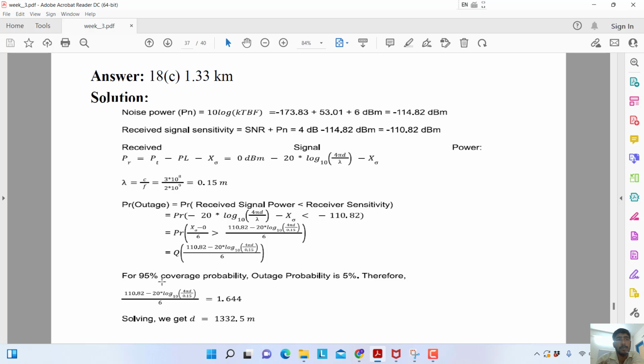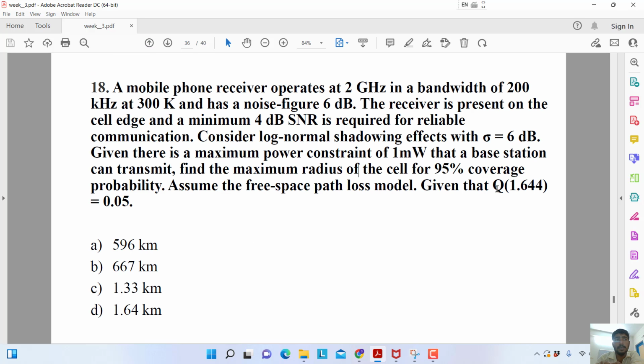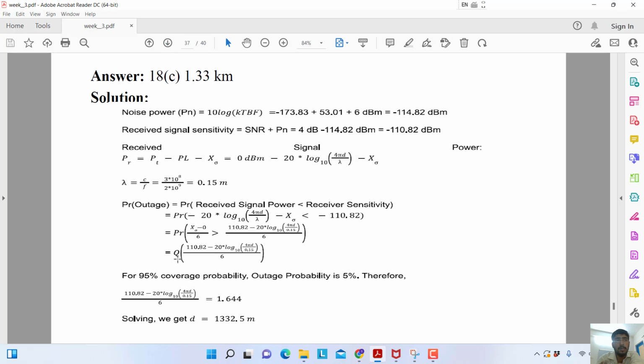What we have to get is 95% coverage probability. So the outage probability is 5%. Using this data, for the 5% outage, Q is equal to 1.644. So we will put this value, and everything else is given. From there we can calculate d. So d will be 32.5 meter. In kilometer it will be 1.33 kilometer.